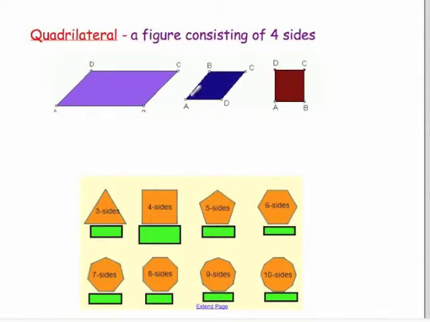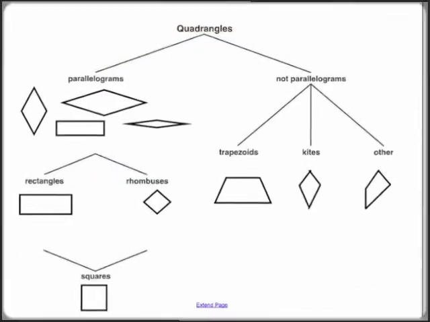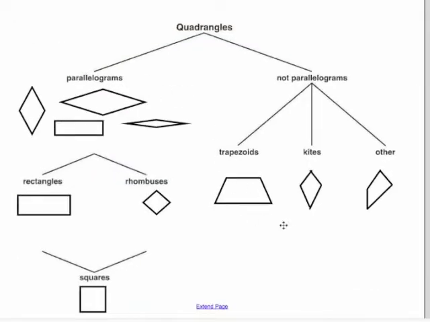It could be a rhombus that you see here, two sets of parallel sides and all sides are equal, or it could be a square. Okay, so if we zoom into the group of quadrilaterals, it's any four-sided shape. So look at all of these four-sided shapes on this page, okay?